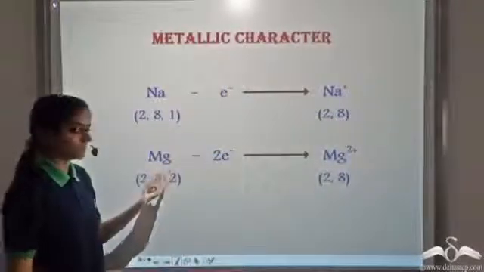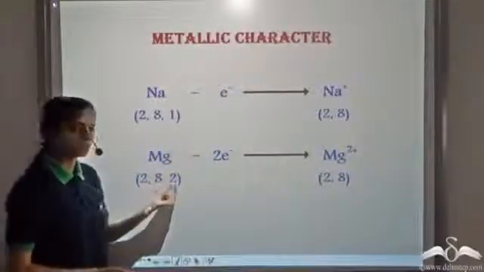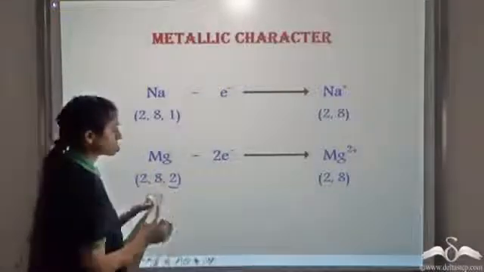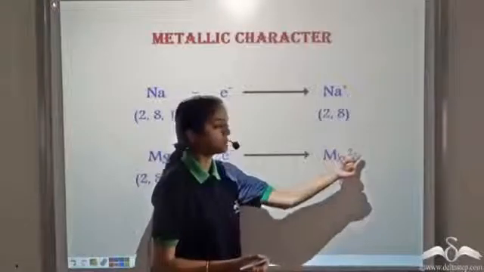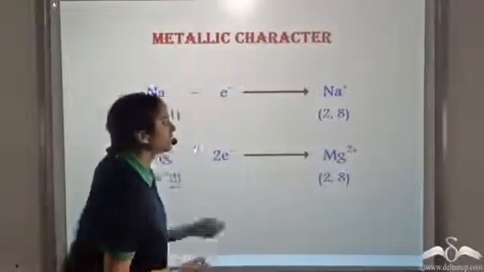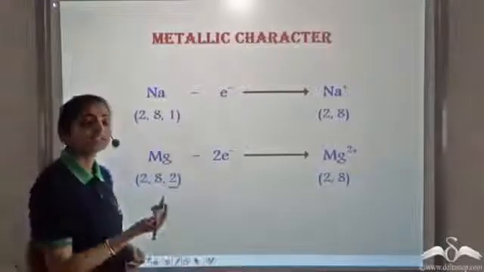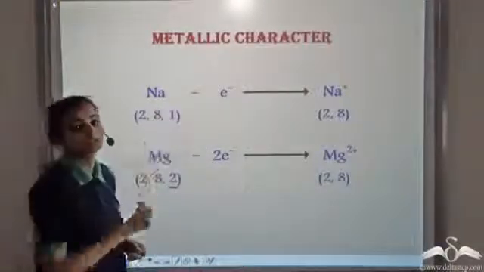Similarly, magnesium has electronic configuration 2,8,2. It loses the 2 electrons and forms a stable electronic configuration 2,8, thus forming a positive Mg2+ ion. So metallic character is the ease with which the atoms lose their electrons.